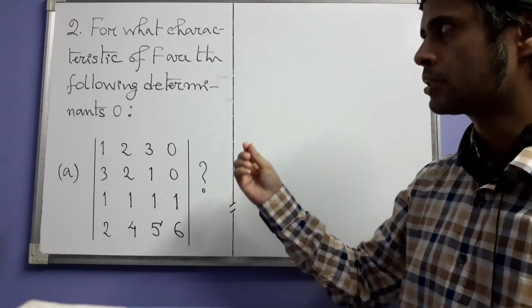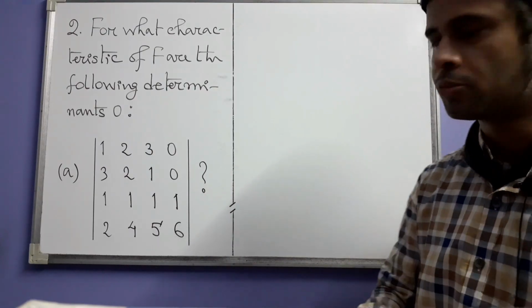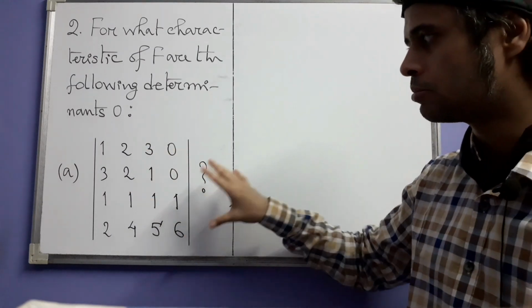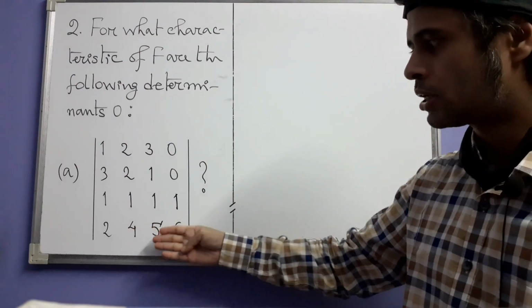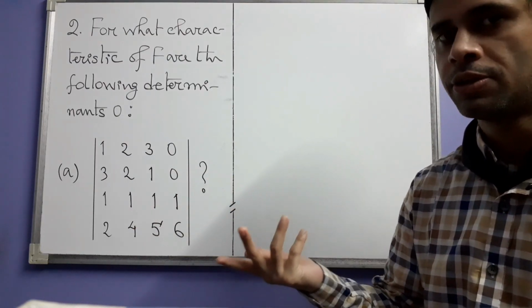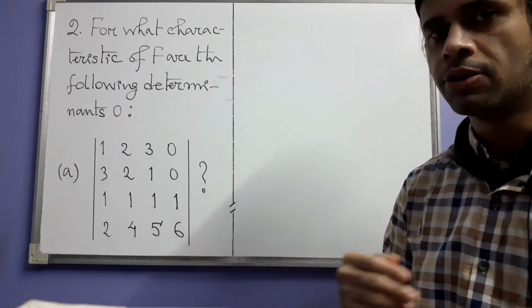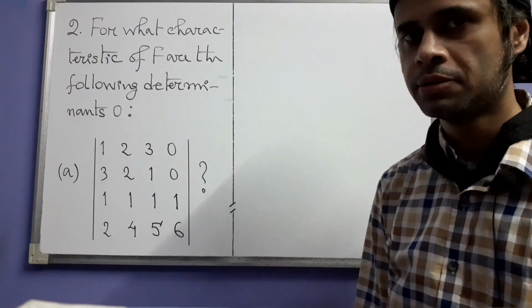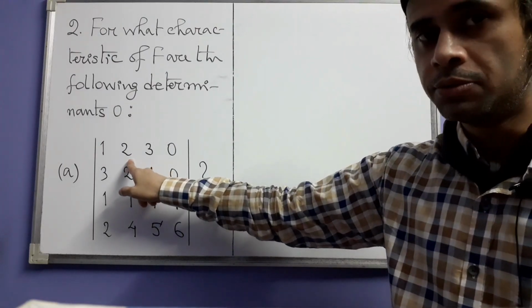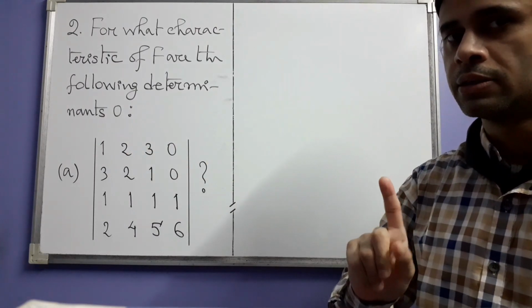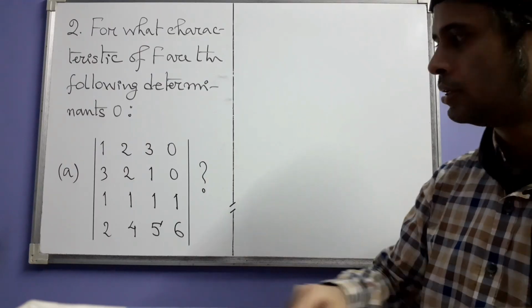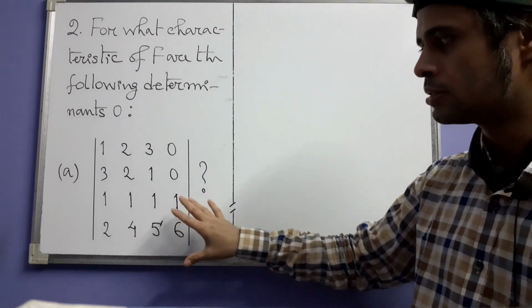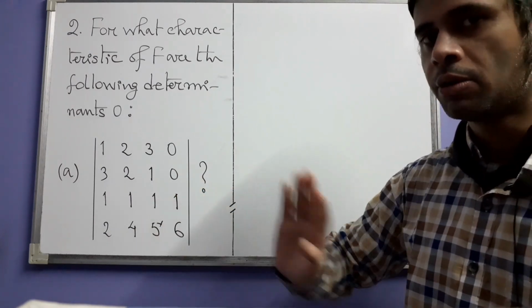We have to figure out the characteristic of the underlying field from where these numbers are coming, so that this determinant becomes 0. Although these entries look like real numbers, do not forget that they are general field elements. What is the meaning of 2? 2 is 1 plus 1, the unit element in the field plus itself. 3 similarly is 1 plus 1 plus 1. So that's the interpretation of these real number looking objects.